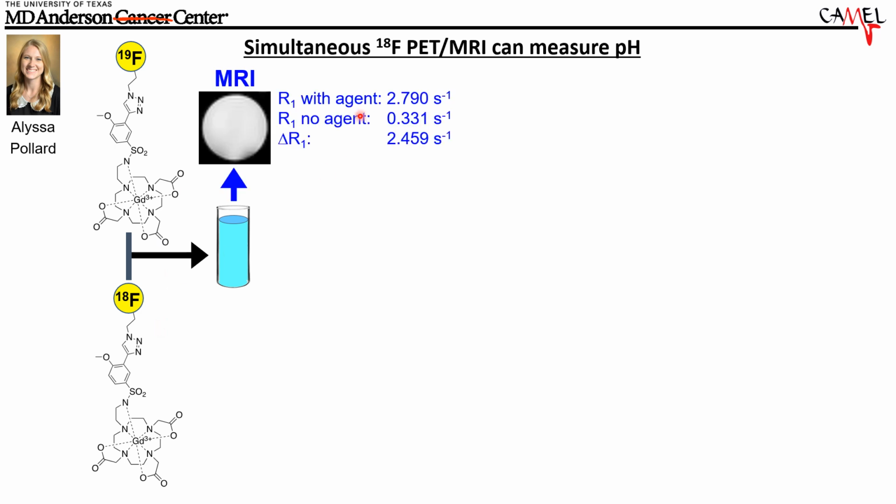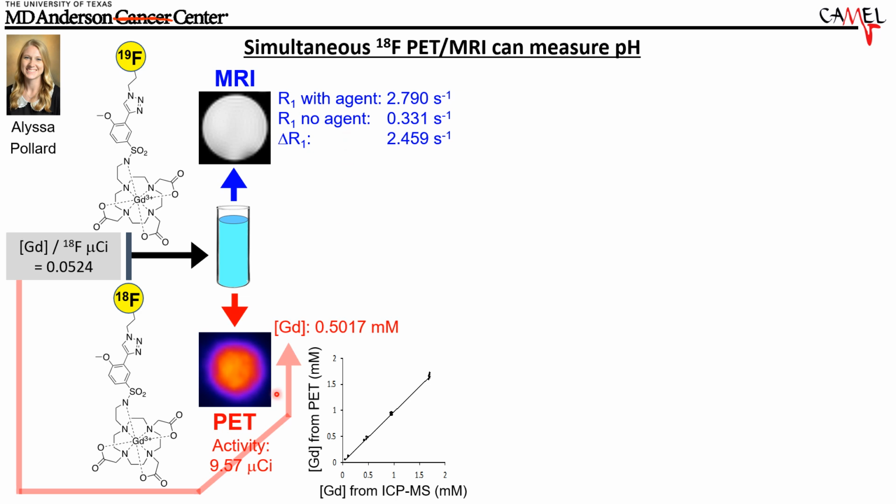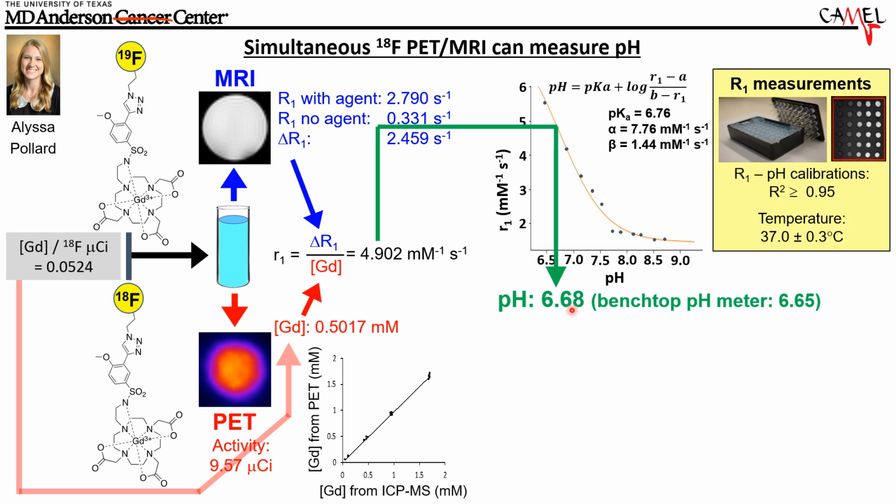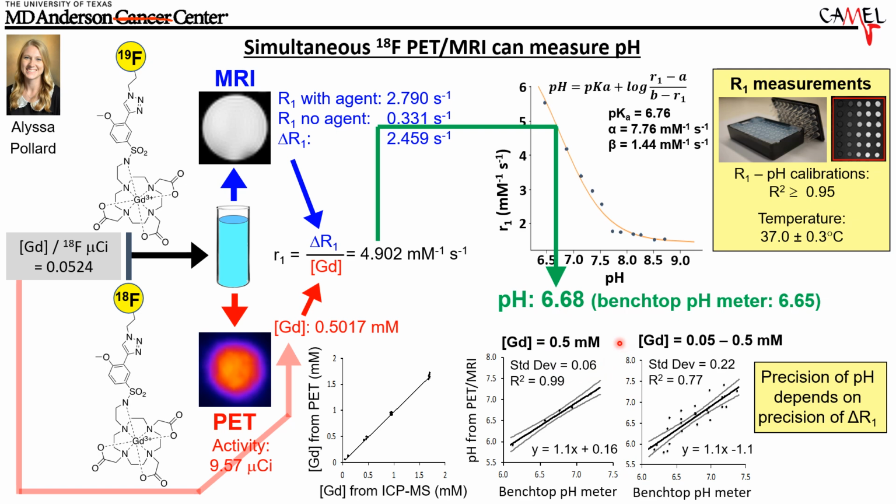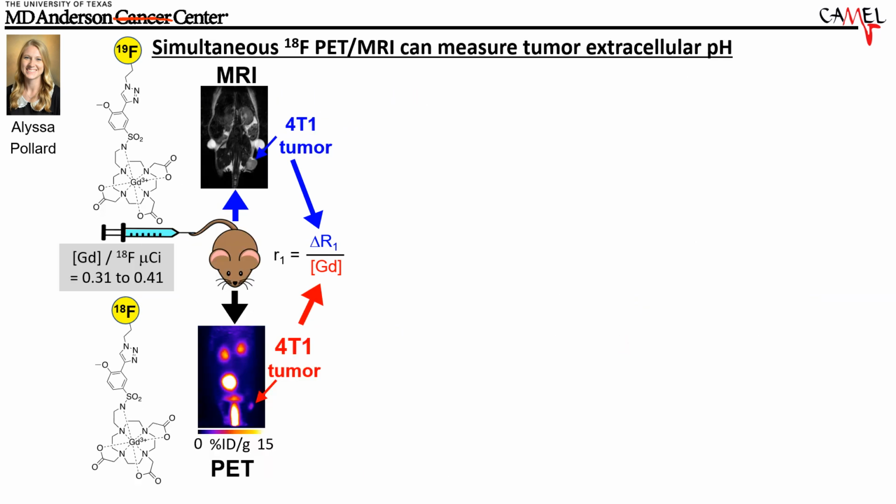We then measure the change in R1 due to the gadolinium agent. We measure the activity from the PET agent, and using the initial ratio that was incubated in the tube, we can estimate the gadolinium concentration within the sample. We can combine these results and we can read off pH with our predetermined calibration. Again, the error is on the MRI side of the methodology.